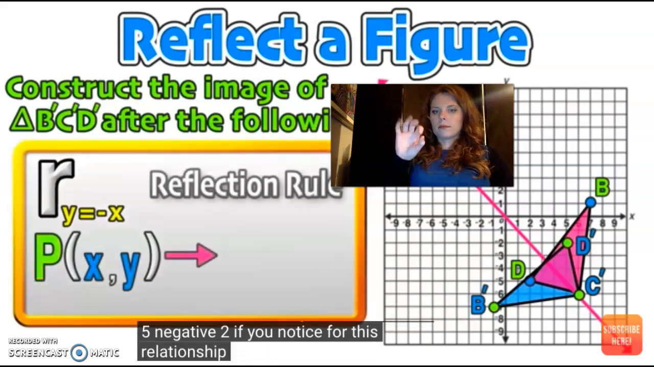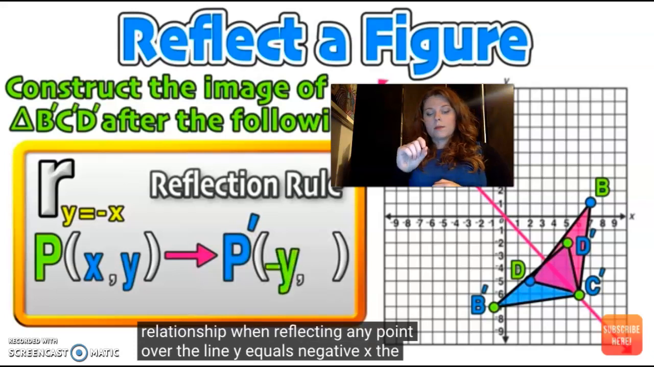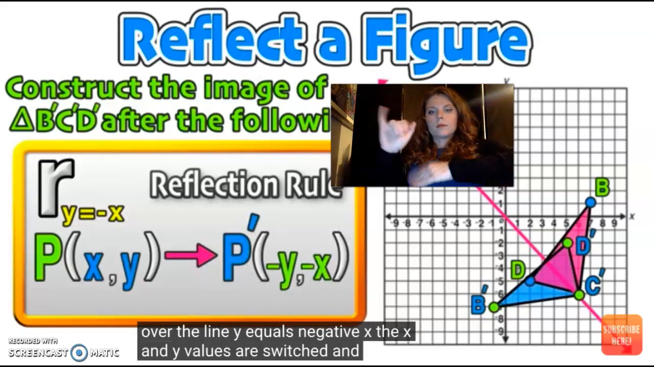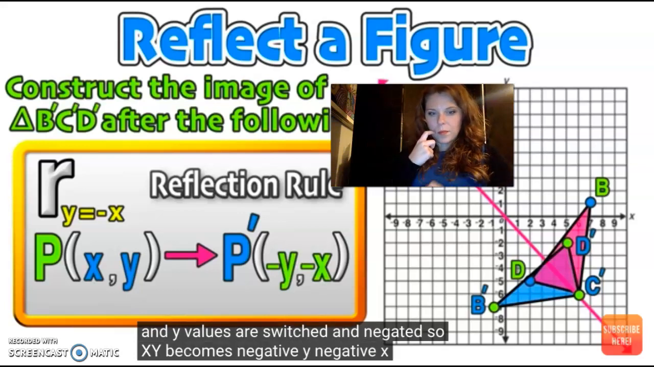If you notice for this relationship, when reflecting any point over the line y equals -x, the x and y values are switched and negated. So x, y becomes -y, -x.